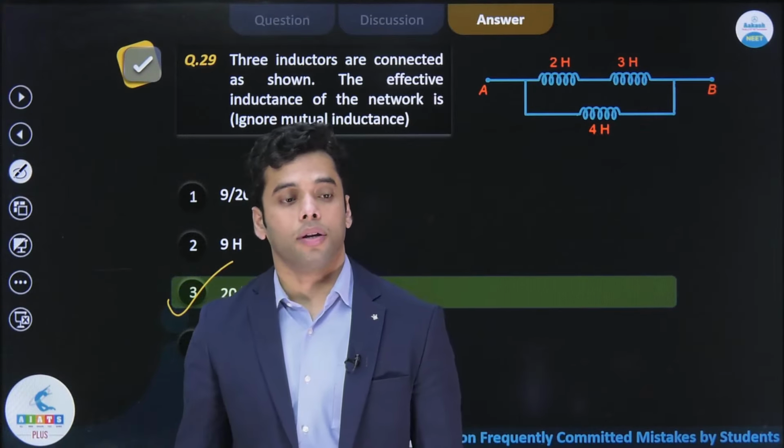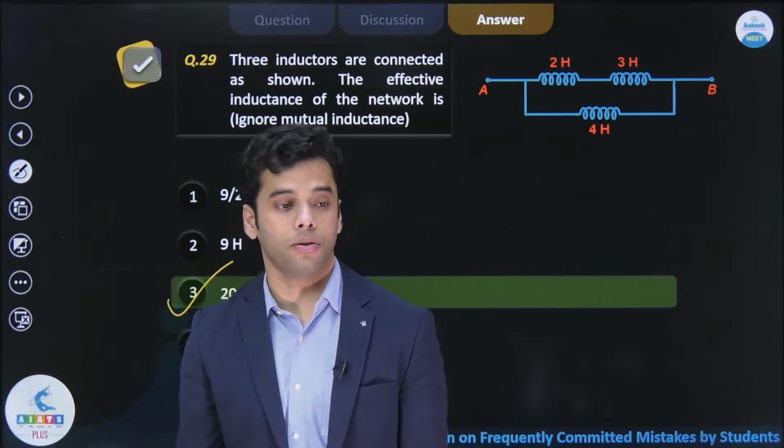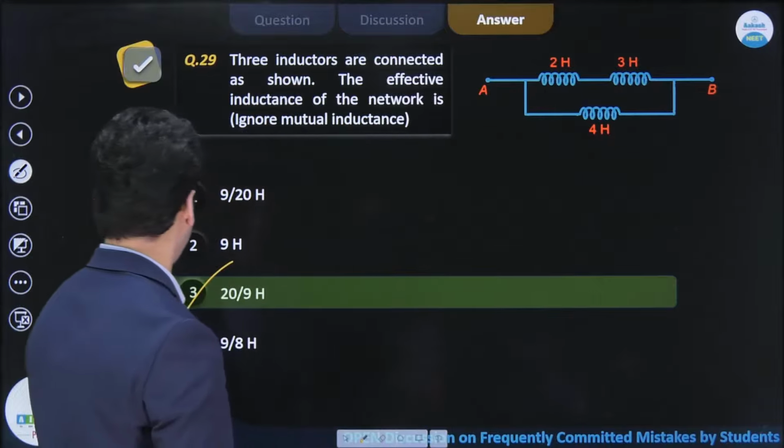Okay, Vivan is giving the answer as 9 by 20. Okay, it's not 9/20, I guess it's 20/9.